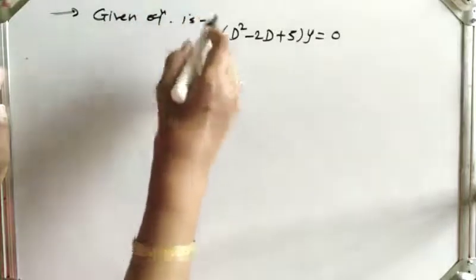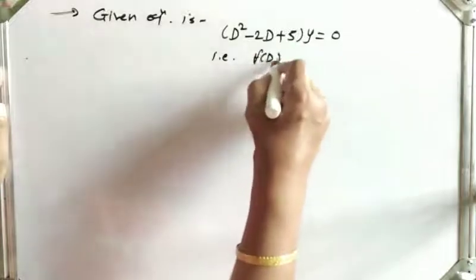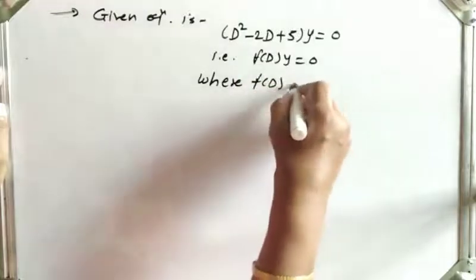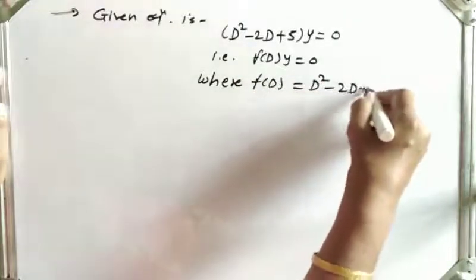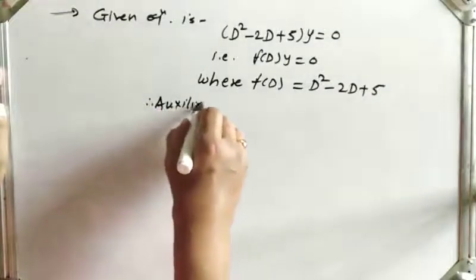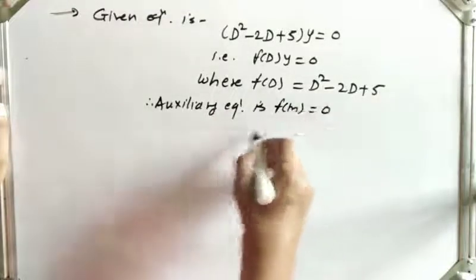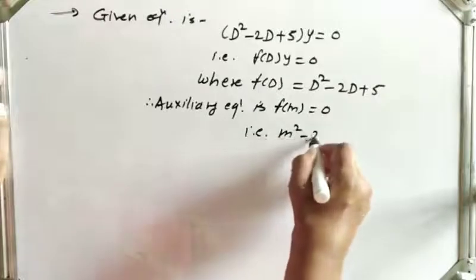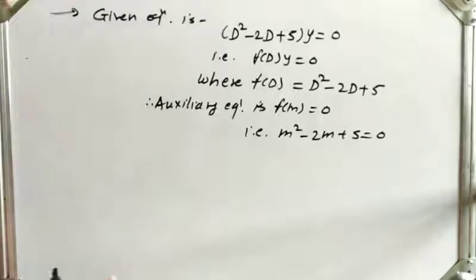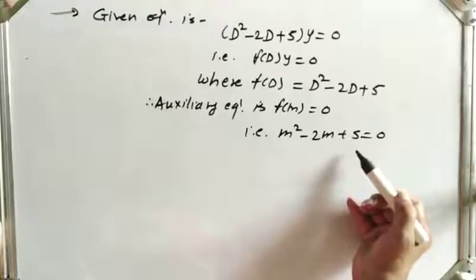Given equation, that is we can write it as f of D into y is equal to 0, where f of D is D square minus 2D plus 5. Therefore auxiliary equation is f of m is equal to 0, that is m square minus 2m plus 5 is equal to 0. This is auxiliary equation.